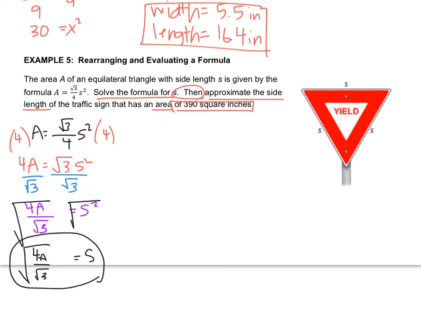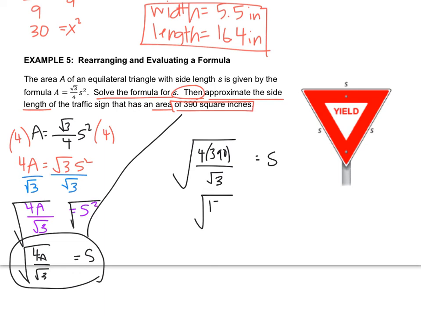That's solved for s. Now, what we do is we're going to plug in 30 for A. So that's an A, by the way, right there. That's an A. So we're going to do the big square root of 4 times 30 over radical 3. And then you just simplify. So you get 4 times 30, which is 120 divided by radical 3.